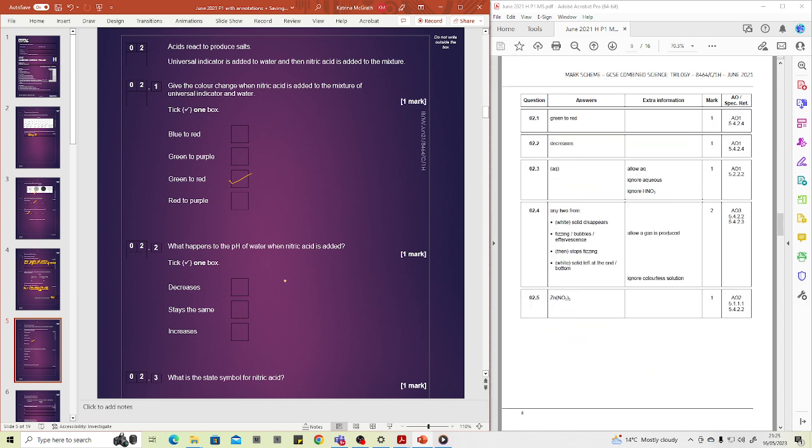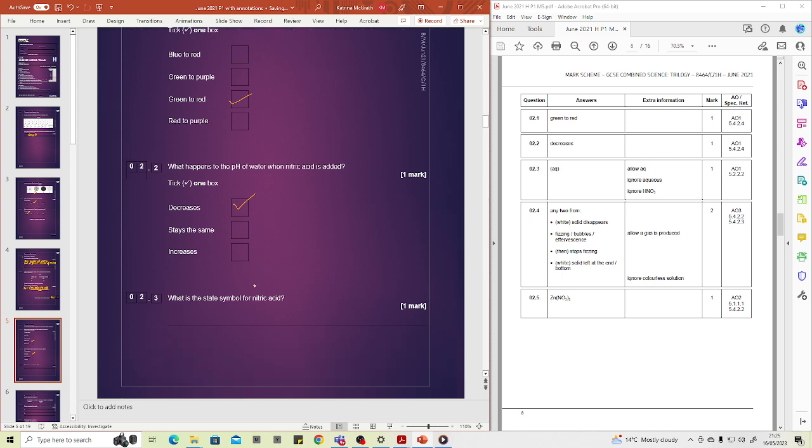And then what happens to the pH of the water? It should go down because low pH numbers to do with acids. And the state symbol for nitric acid, so it's dissolved in water, and we're not allowed to put any capital letters, lowercase a and q. That question will be marked by a non-expert marker.